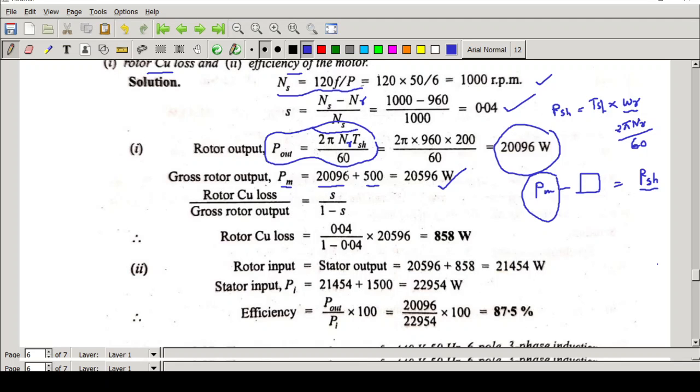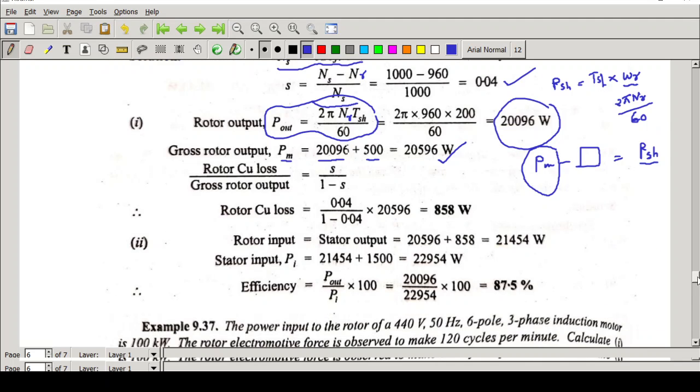Okay, now next we have to find the rotor copper loss. So we have already learned this relation. Rotor copper loss by gross rotor output is equal to S by (1 minus S). So using this relation we can find the value of the rotor copper loss. So rotor copper loss is given by S by (1 minus S) into gross rotor output. Gross rotor output is Pm. It is not Psh, it is Pm. And then you will get the value of rotor copper loss.